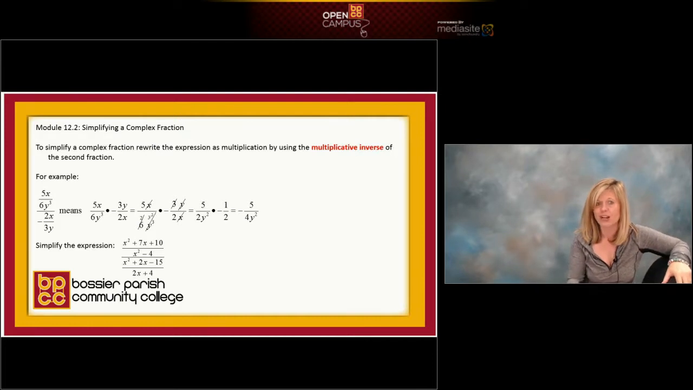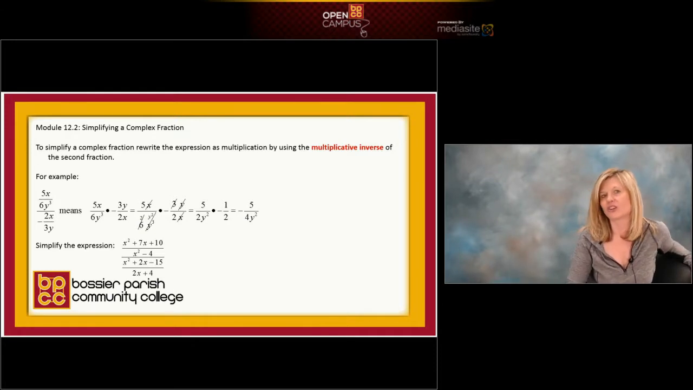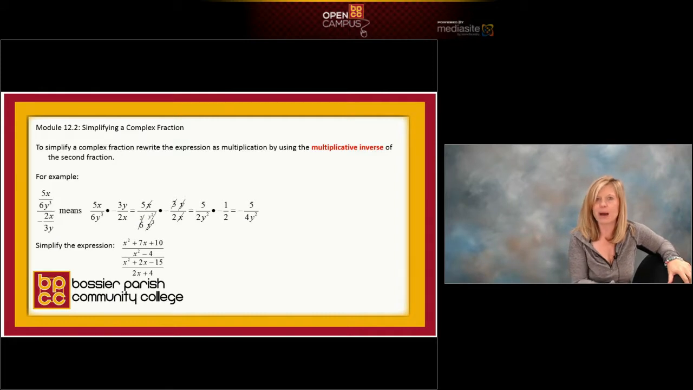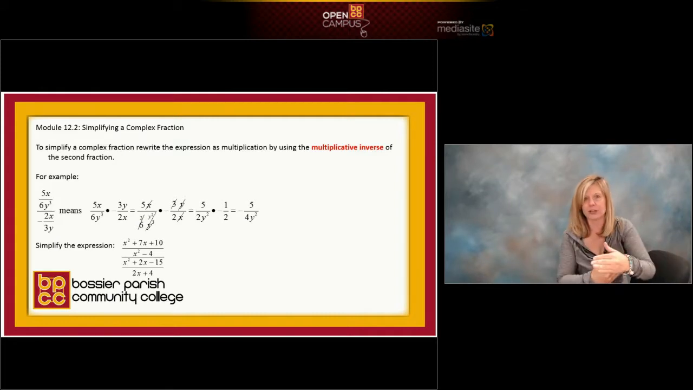I wrote the first fraction, 5x over 6y cubed. I knew a complex fraction means division, but I know we can't divide in fraction land. So instead I'm going to rewrite this as multiplication. So I put the multiplication symbol. And now that bottom fraction, I'm going to have to flip, do the multiplicative inverse of. So that bottom fraction is still going to be negative, but now the 3y is going to the numerator and the 2x is going to the denominator.